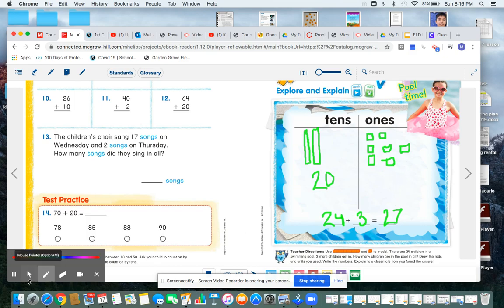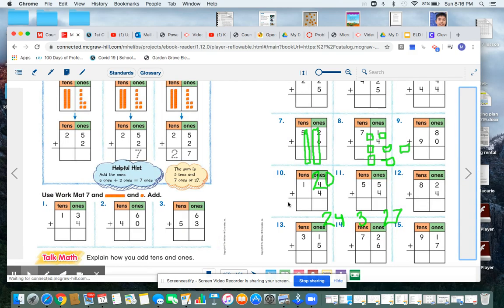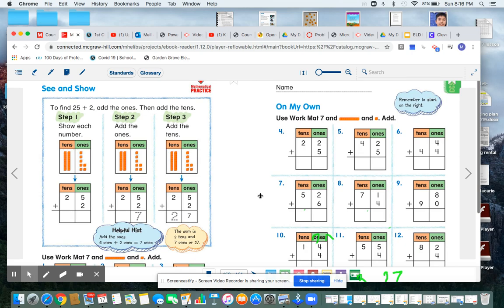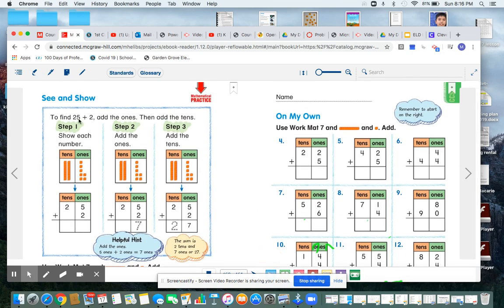Okay, so we're going to explore this further. You can go to the next page. Let me just erase this. Alrighty. Let's go to the top. It says to find 25 plus 2, add the ones, then add the tens. So we're going to do the exact same thing, except that we're going to use these pictures that are up here.